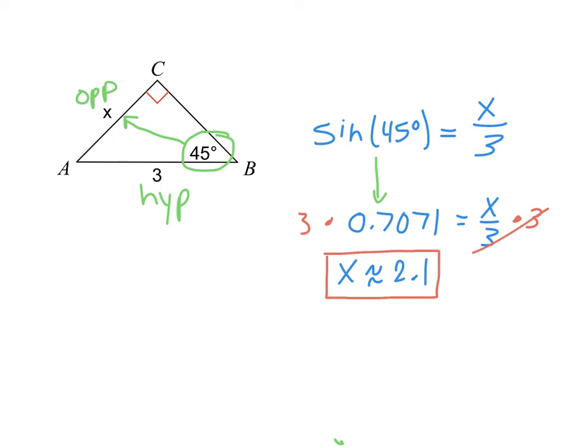Okay, so there's 3 examples of using trigonometric ratios and our calculators to solve for a missing side. We're going to work on some problems in class today, and I wish you the best. And I can obviously help you if you have other questions. Take care.